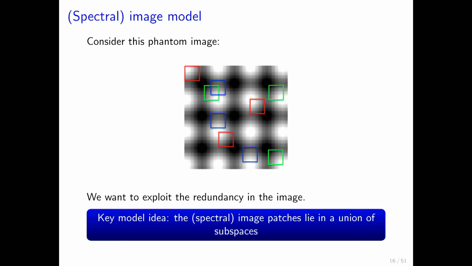So as I mentioned before, we're going to divide our image into patches. These patches can overlap. We're going to look at every patch in the image, and we're going to consider the collection of all of these patches and exploit structure among this collection of patches. And our key modeling idea is that all of these patches lie in a union of subspaces. So let me explain that a little bit more.